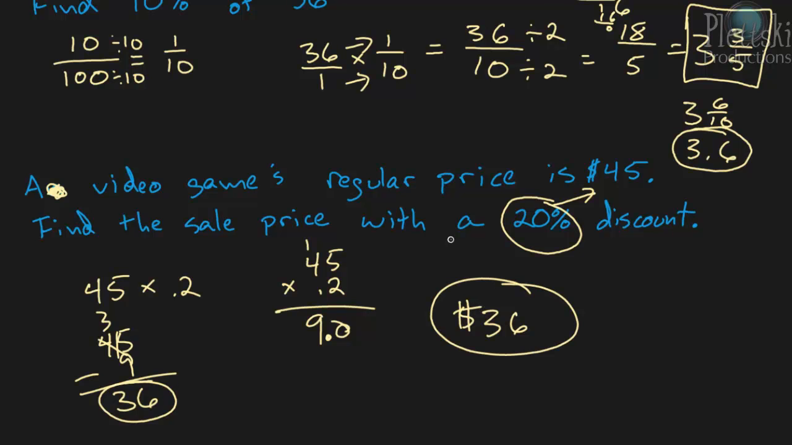Okay, now if you wanted to do this another way, you could. You could multiply by the fraction, which would be 20% is the same thing as 1/5, because 20 over 100 is the same thing as 2/10, which is the same thing as 1/5. So all you would have to do is divide 45 by 5, or multiply it by 1/5, and you'll get 9. And then you take 9 away from 45 and you'll get 36.